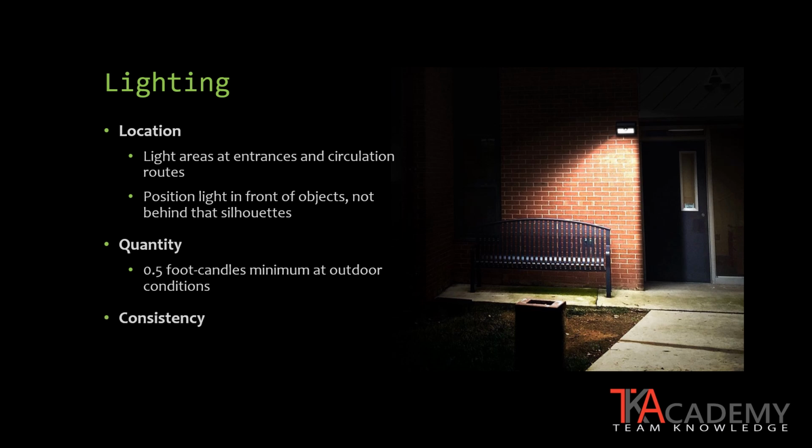Consistency of light is key. We want to avoid contrast between light and dark or between light and shadows. Ambient light is the best because it helps minimize the shadows. It does not create pockets of darkness where someone can be concealed.